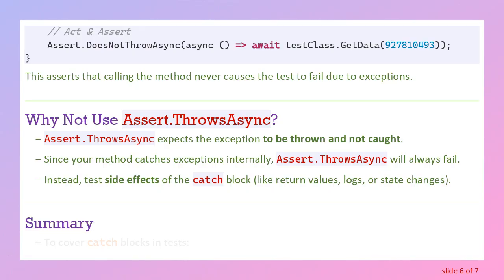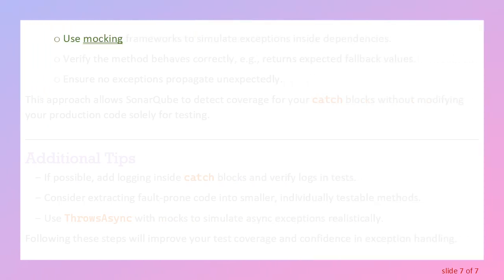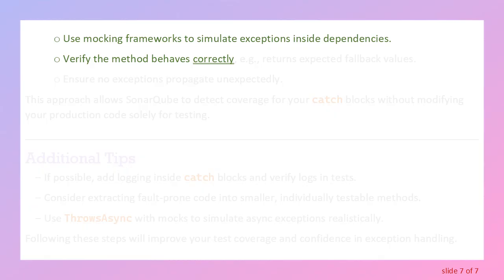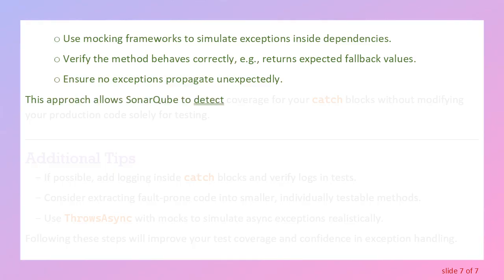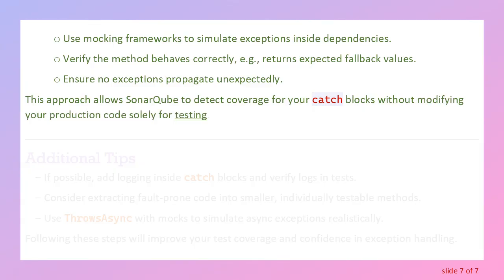Summary. To cover catch blocks in tests, use mocking frameworks to simulate exceptions inside dependencies. Verify the method behaves correctly, for example, returns expected fallback values. Ensure no exceptions propagate unexpectedly. This approach allows SonarQube to detect coverage for your catch blocks without modifying your production code solely for testing.